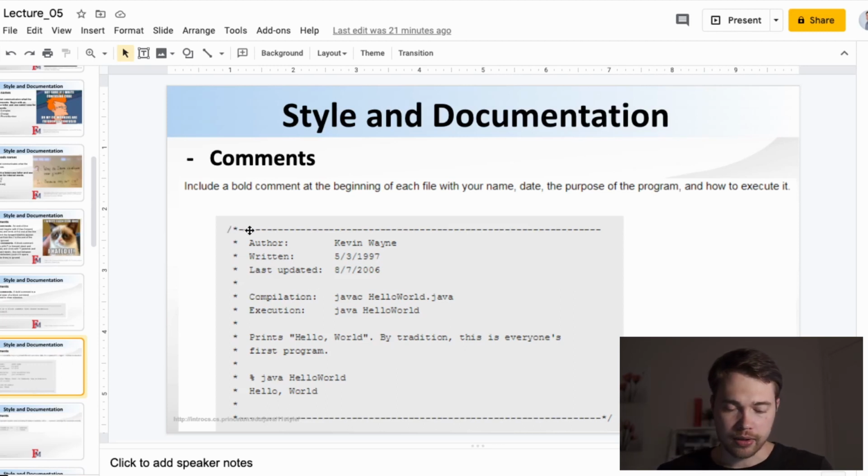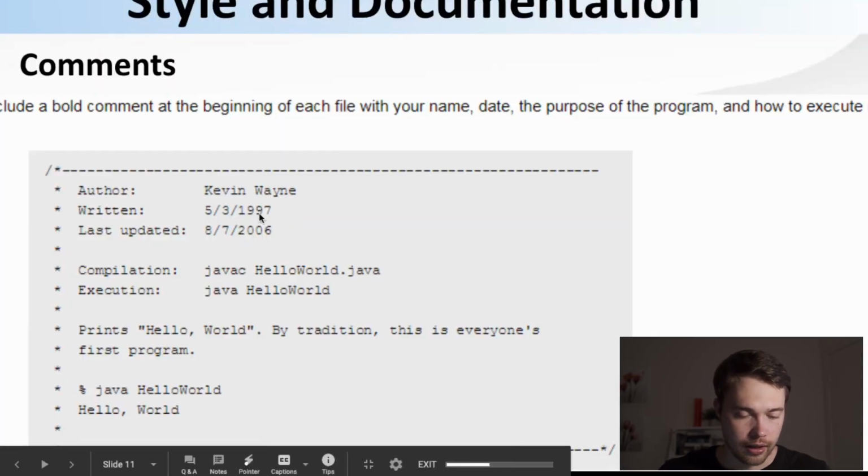That's a bold comment, right? So you can see it's a slash asterisk, and then here we also have asterisk slash. So everything in between here and here will be ignored by the compiler. It's considered to be a comment. And then over here, I basically have author, colon, and then your name, written, colon, then your date. And please notice how it's indented, so they're vertically aligned. You see this?